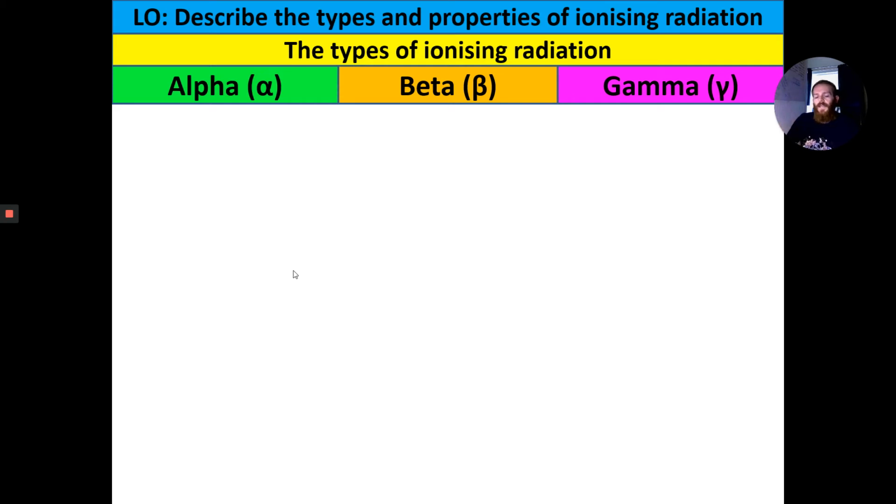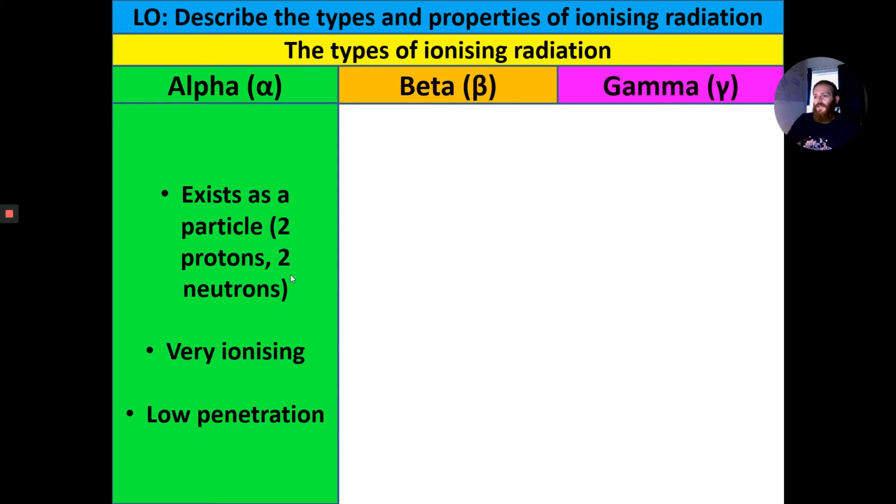I'm going to go through this again in a second and show you a bit of a diagram that makes it easy to understand. So the ice cream van's here. So alpha radiation exists as a particle. Okay, so it's got 2 protons and 2 neutrons. It is incredibly ionizing. Out of these 3, it is the most ionizing. It's got the lowest penetration that we'll get.